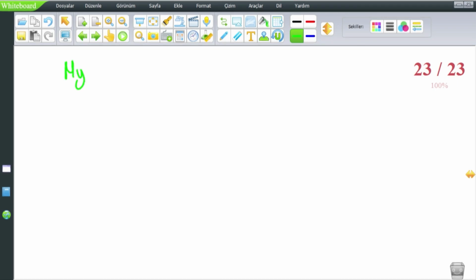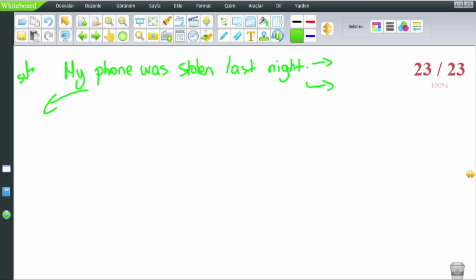My phone was stolen last night. I'm looking at this sentence. Again, there's no subject, but it doesn't have to be there. Sorry. I don't know who stole it. The subject is unknown. We don't know who stole it.